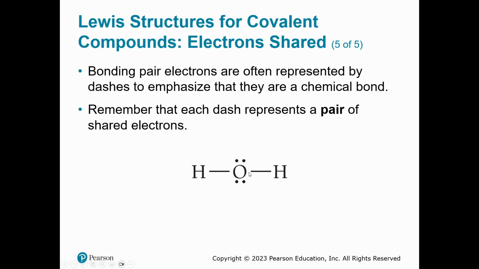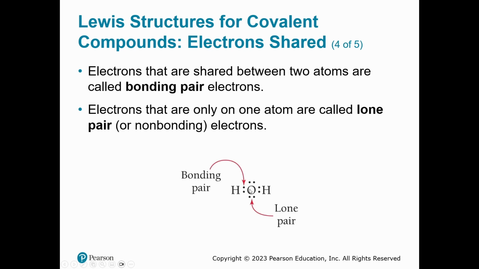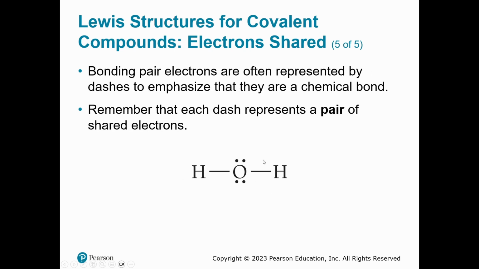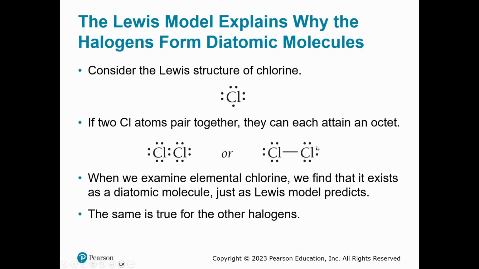So we can use the lines or the dots. So we can use 2 dots in between here or a single line. We can also use a bar or a straight line to represent the lone pairs. So any pair of electrons can be represented by a line or a dash. And so chlorine is nice and easy. It has 1 unpaired electron.